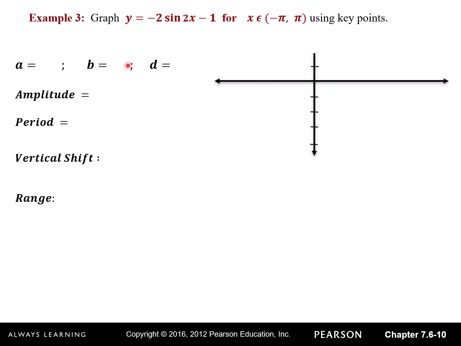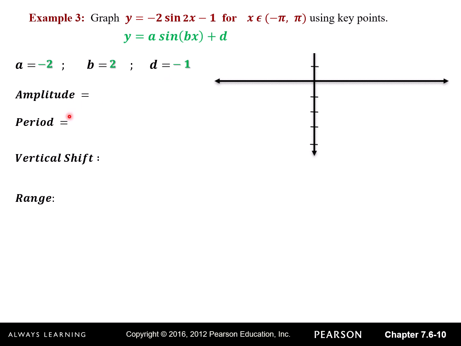For the next example, graph the function y equal to -2 sine 2x minus 1, for x from -pi to pi, where -pi and pi are not included. So here, we can see that the a value now is negative, meaning there's a reflection. So let's compare this in the general form. So we can see that a is equal to -2, b is equal to 2, and d is equal to -1.